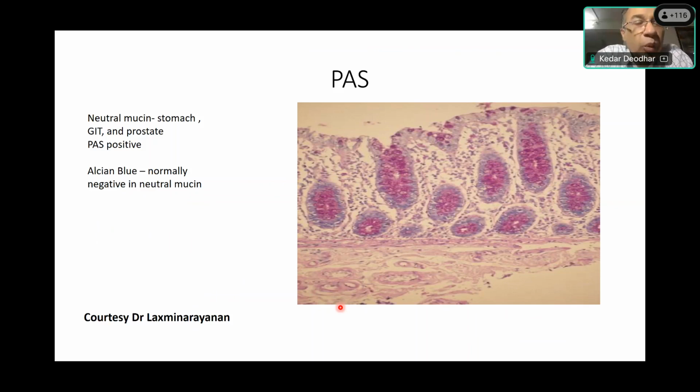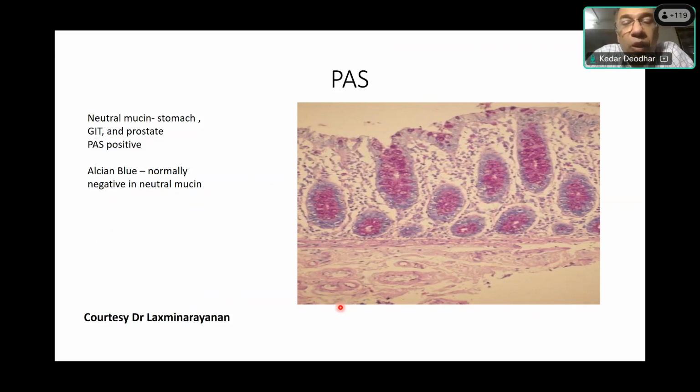And Alcian blue normally stains the acidic type of mucin. The gastric normal mucin is neutral mucin. So Alcian blue normally is negative in the gastric mucosa. I must thank Dr. Lakshmi Narayan, who was our former colleague at Tata Hospital, a very learned man, and he is now currently based in Kochi. I borrowed these slides from Dr. Lakshmi Narayan, and I'm thankful and grateful to him.